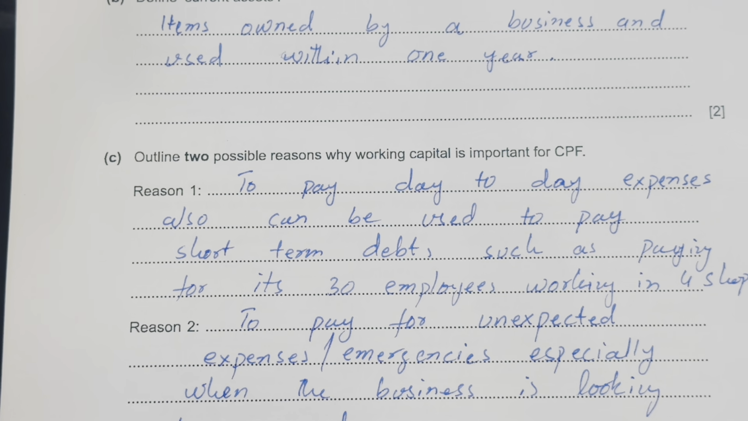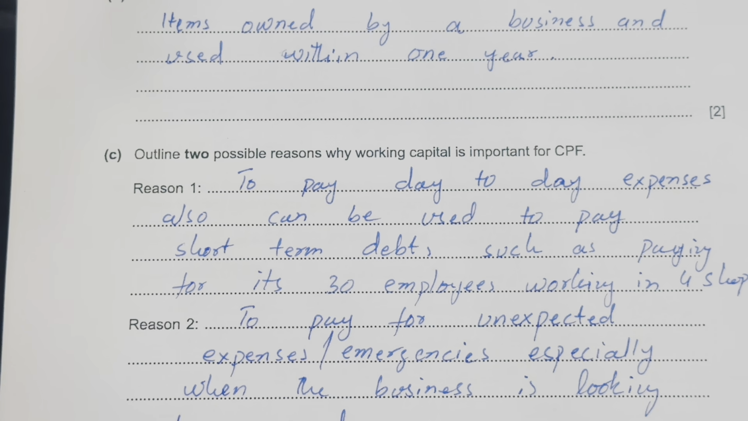Okay, part C, outline 2 possible reasons why working capital is important for CPF. To pay day-to-day expenses. The business has 4 shops and 30 employees, so there are day-to-day expenses that should be paid when the company has working capital. It can be used to pay short-term debts, such as paying for its 30 employees working in the shop.